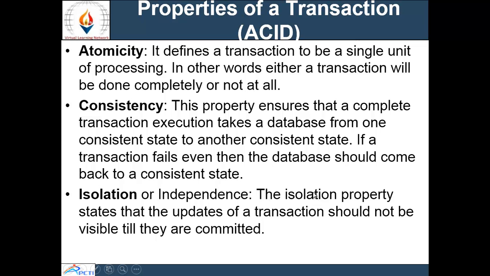Next is consistency. Consistency means, or this property ensures that a complete transaction execution takes a database from one consistent state to another consistent state. Means if the transaction fails, even then the database should come to a consistent state. Means before starting a transaction or after finishing a transaction, the data should be in a consistent state according to the consistency property.